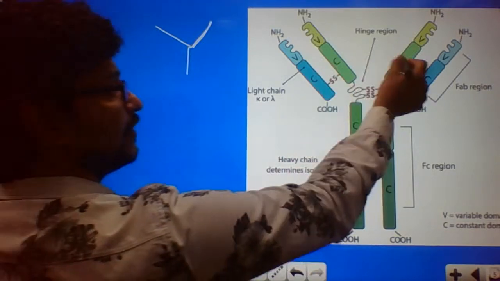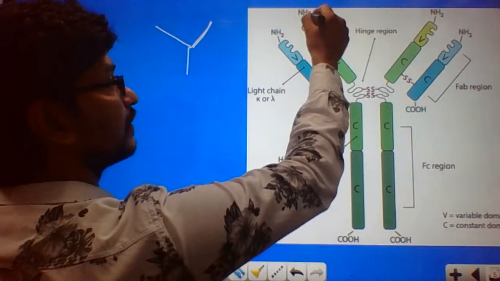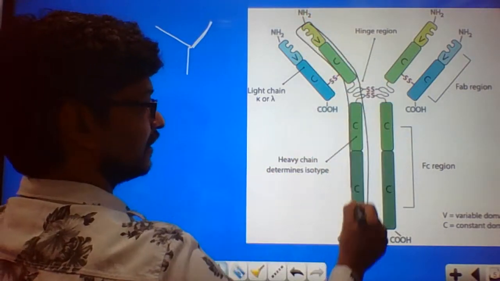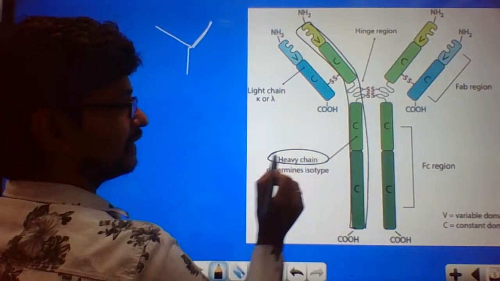இதுல it's having 2 chains. The green part இருக்குல, this green part is called as light chain. You already would have studied in the textbook. So sorry, this green part is the heavy chain.